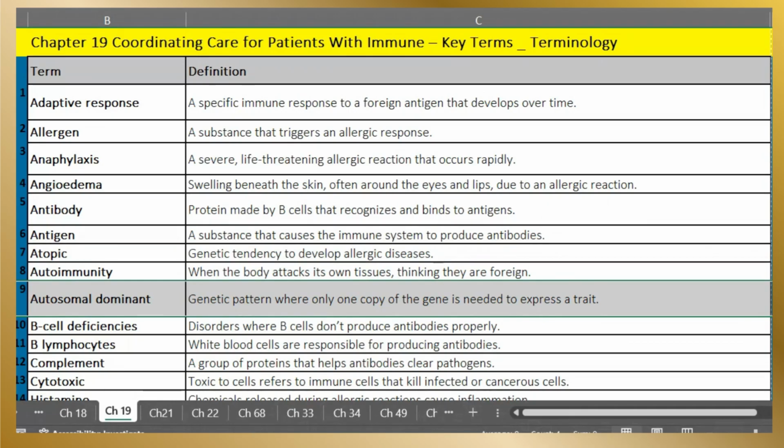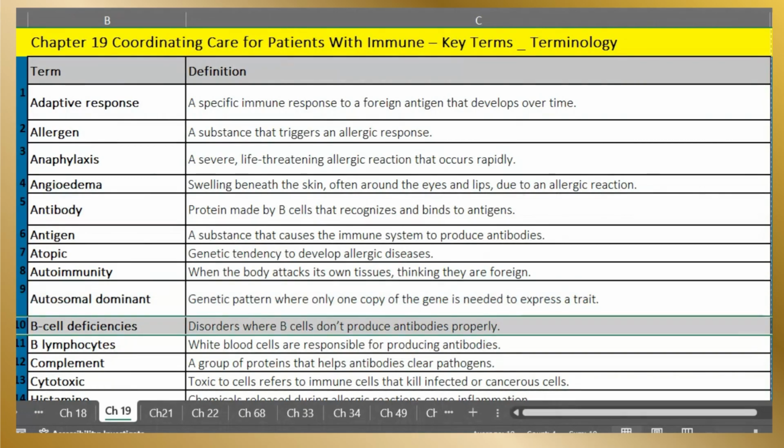Autosomal dominant is a genetic pattern where only one copy of the gene is needed to express a trait. So dominant means only one key is needed. It's like a strong personality.